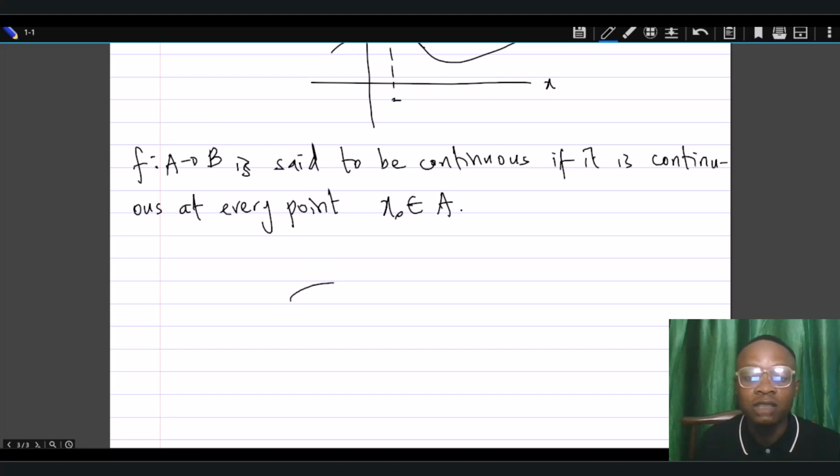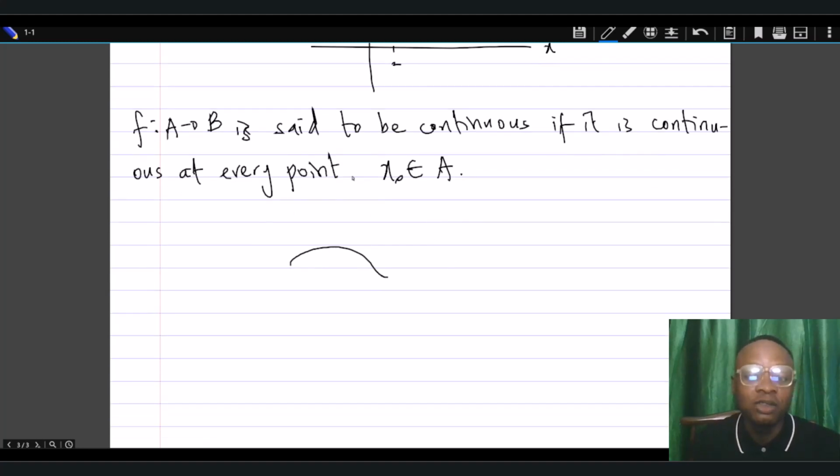We don't have to lift our pen at all, except where the function is not defined within that interval, then we might have to lift our pen and move to the next interval where it is defined. Okay, so that is the idea with continuous functions.